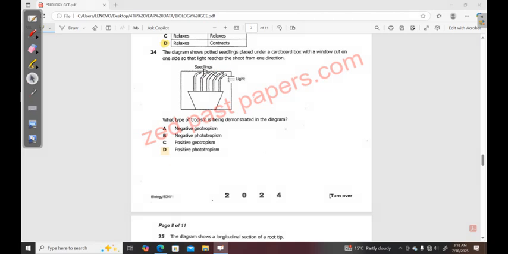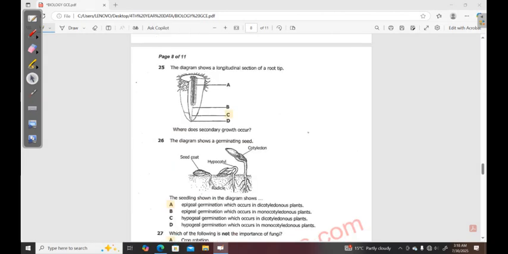Okay. The diagram shows a longitudinal section of a root. Where does secondary growth occur? So secondary growth occurs from the cambium, and which part here is the cambium? So that's why we labeled, sorry for that. Let's just erase this. Okay. So the cambium is right here at C. Okay. 26.